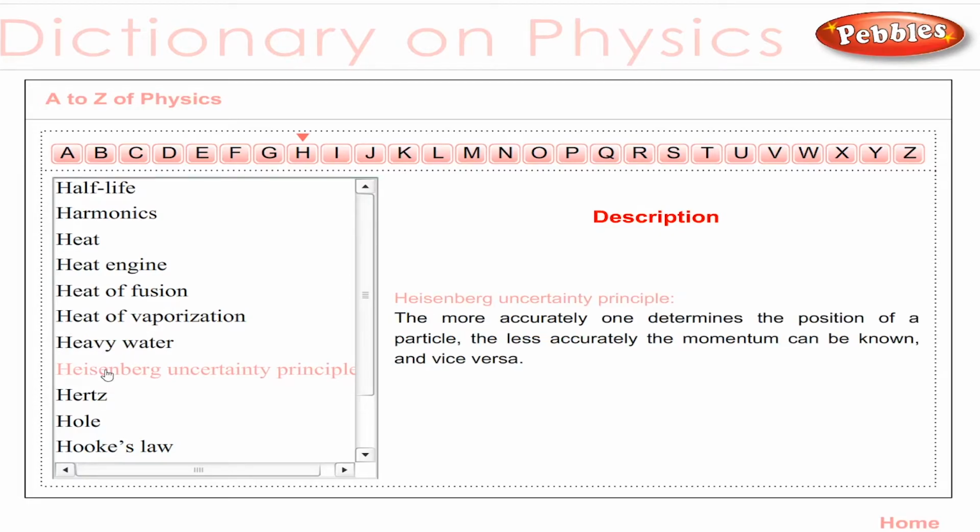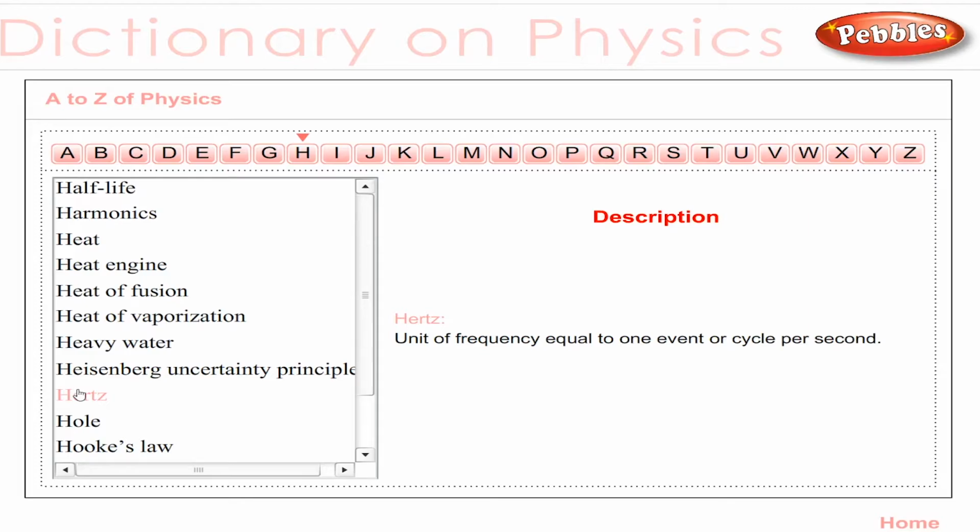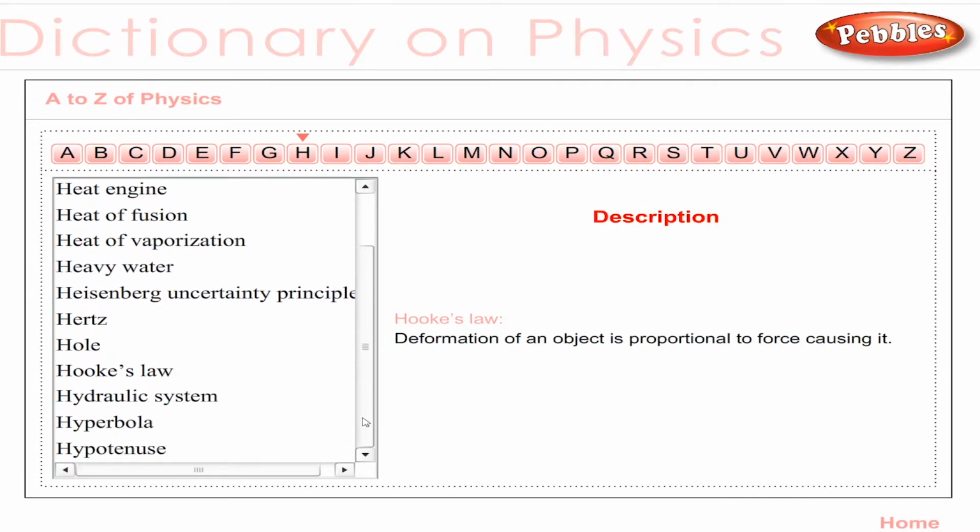Heisenberg uncertainty principle. The more accurately one determines the position of a particle, the less accurately the momentum can be known, and vice versa. Hertz. Unit of frequency equal to one event or cycle per second. Hole. Absence of an electron in a semiconductor. Hooke's law. Deformation of an object is proportional to force causing it.